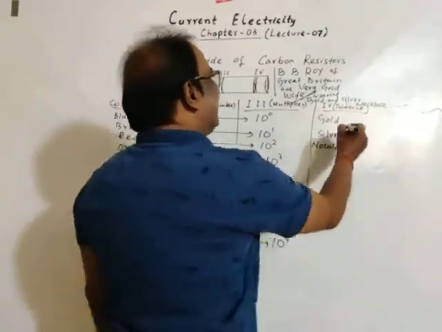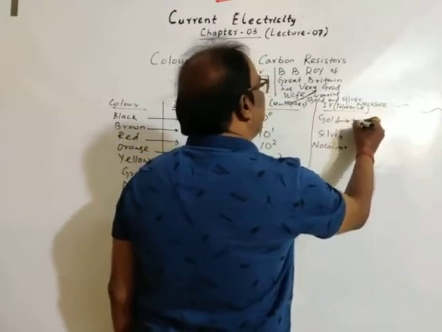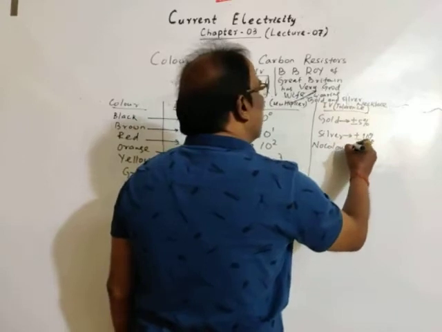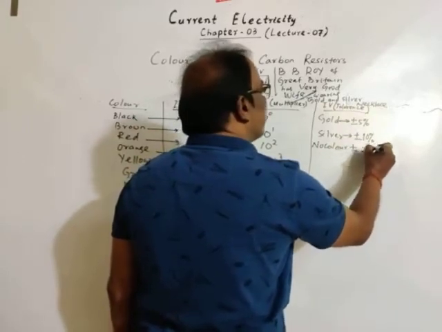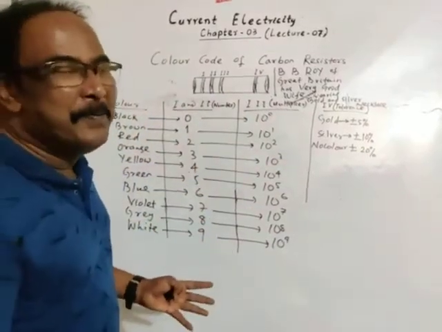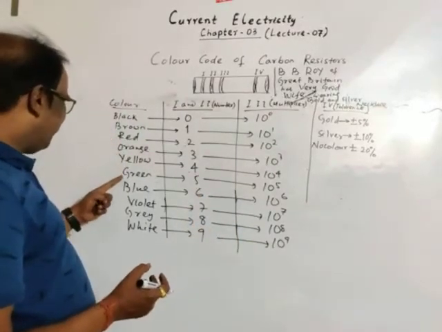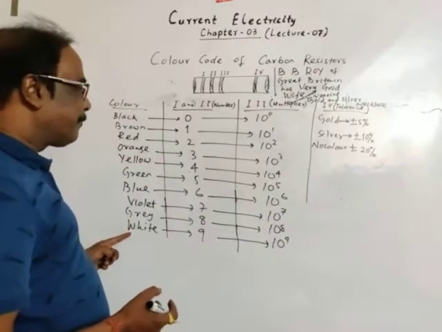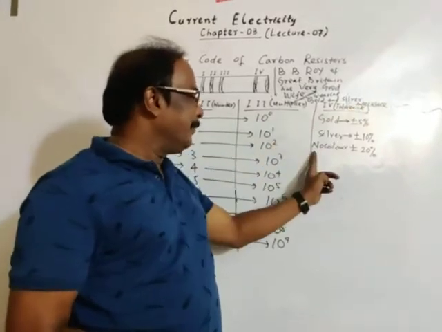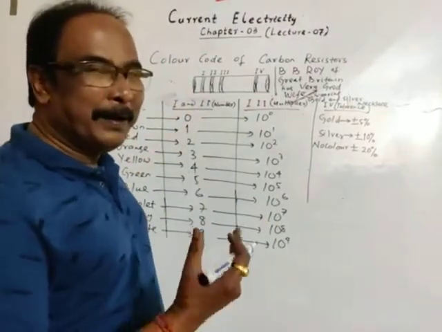Okay. So for gold, tolerance is plus or minus 5%. Tolerance of silver is plus or minus 10%. Tolerance for no color is 20%. You just have to remember these. They are very easy to remember if you know B.B. Roy of Great Britain has very good wife, wearing gold and silver necklace. For him, we are using no colors. These are the color codes to determine the resistance.